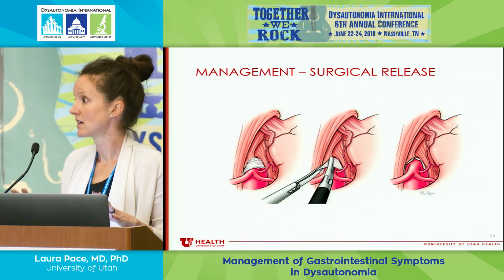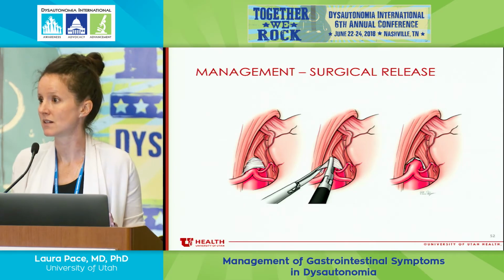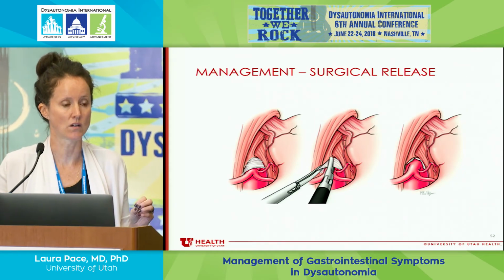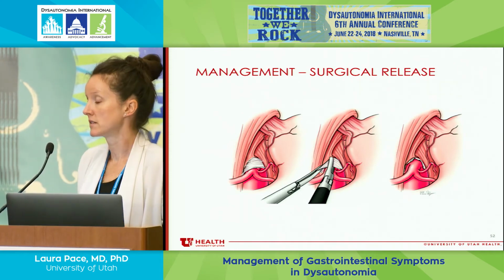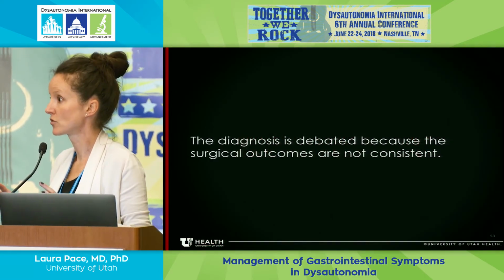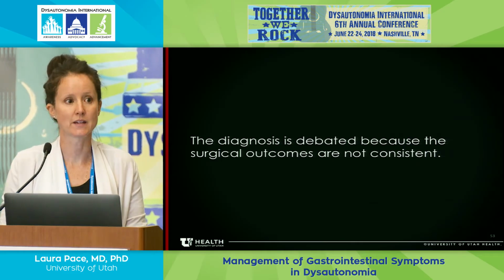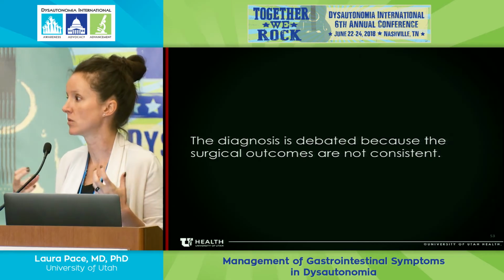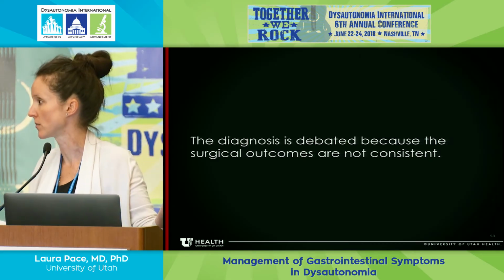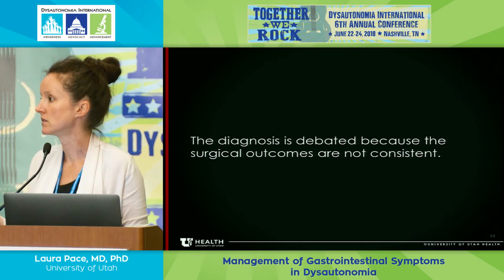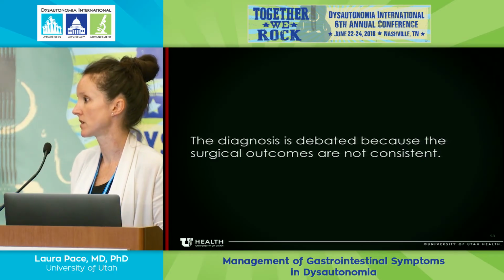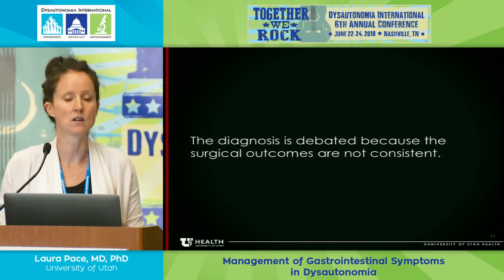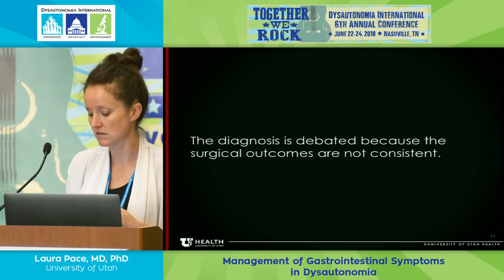The diagnosis is debated, and the reason is that I think the mechanism that people have classically been thinking about is wrong. It's debated because the outcomes are terrible. So if the mechanism was so simplistic that this was compression of the celiac artery and we alleviate that compression, everybody should get better. They don't. The data ranges from anywhere from 30 to 70% of people improve with surgery, and it really depends on where you go, how the surgery is done, all sorts of things, delay in diagnosis.